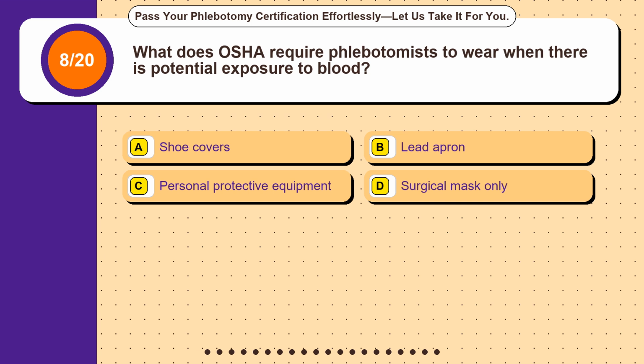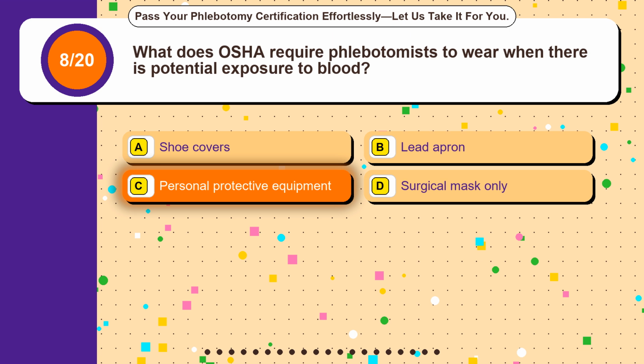Question 8. What does OSHA require phlebotomists to wear when there is potential exposure to blood? Option A, shoe covers. Option B, lead apron. Option C, personal protective equipment. Option D, surgical mask only. The correct answer is option C, personal protective equipment.